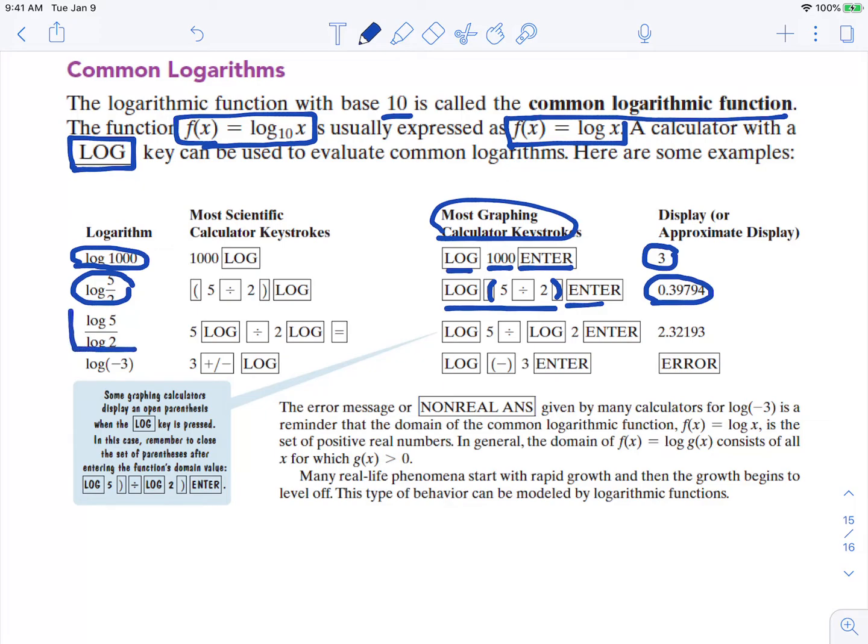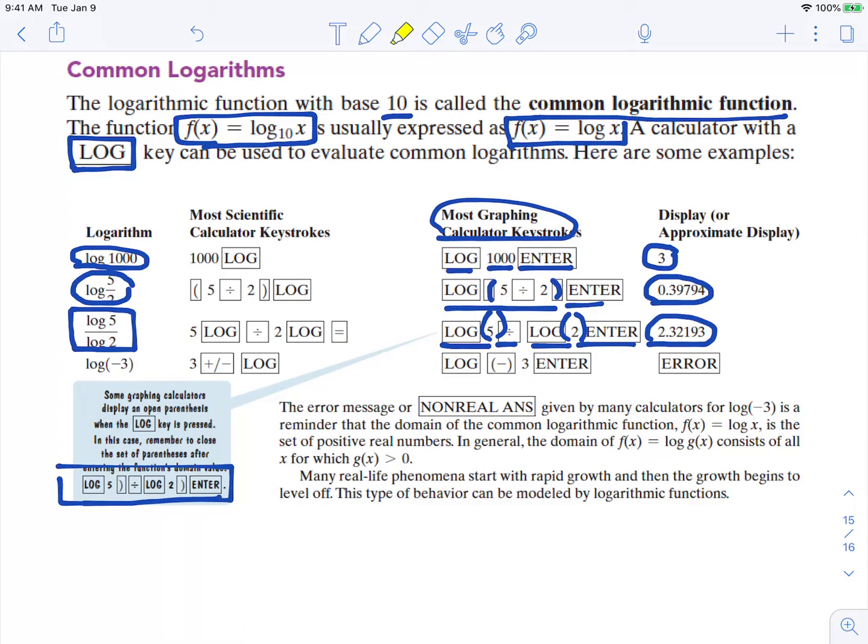The next one is taking 2 logarithms. What you need to do is take log of 5 divided by log of 2 and then enter. Now notice what this says here. Some calculators will need the log parentheses, so you'd have to finish off the parentheses after the 5 and after the 2. And here's what your answer will be.